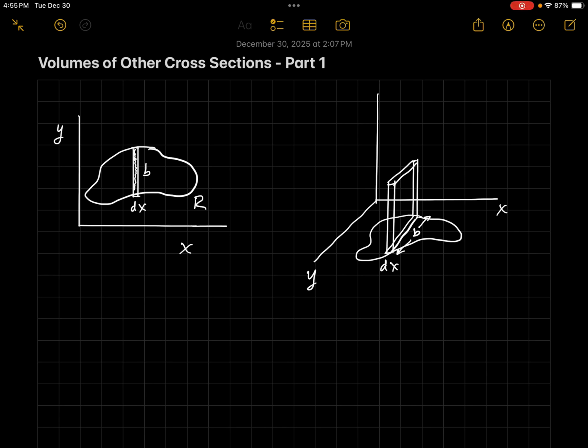Volumes of other cross-sections, Part 1. Let R be a region in the xy plane such that R is the base of a three-dimensional solid.